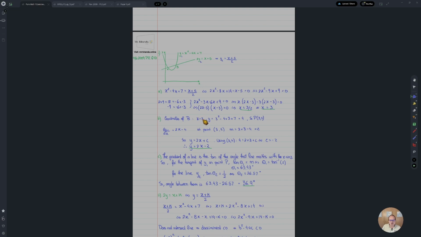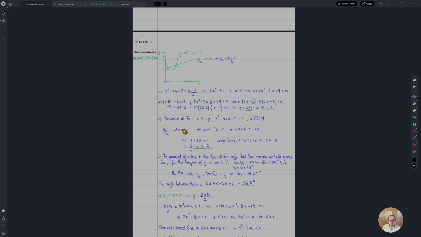So substitute 3 into one of the equations. I did it on the top one, or did I? Yes, I did. And I got the value of 4. So the coordinates of point P is (3, 4). All right.